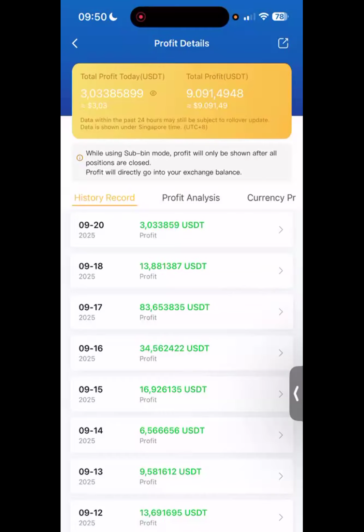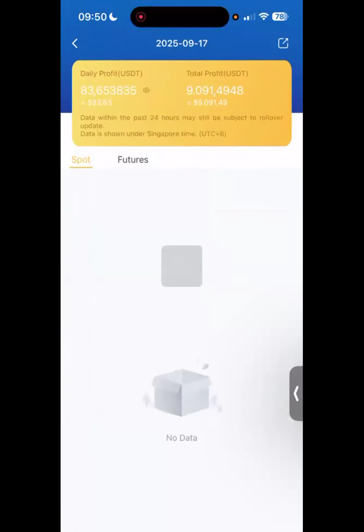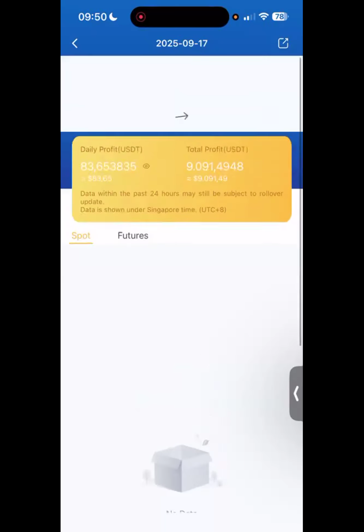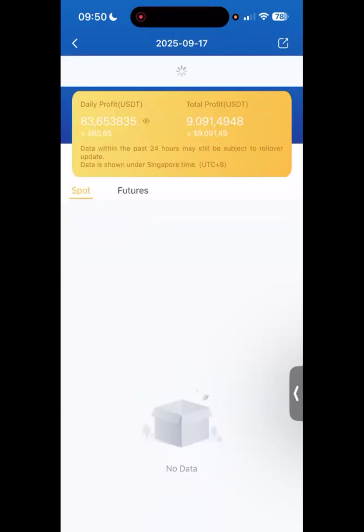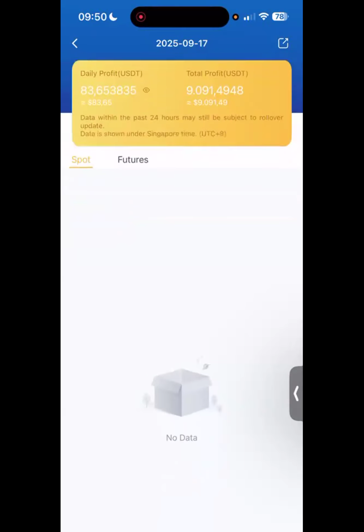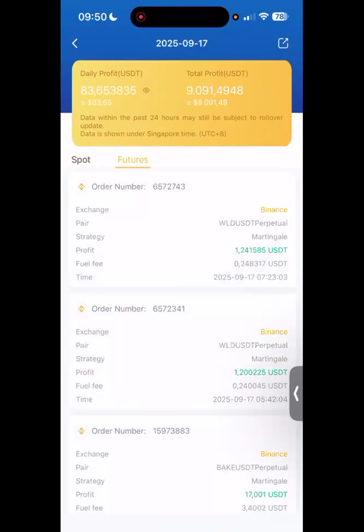Now, when you tap on any of the records, provided it's not more than 7 days, you will be able to see the data, what coins sold for you to give you the total of this amount. As you can see, on spot there is no data over there. It means on that day, in the spot market, the coins that I had were only buying but not selling. But let us look at the futures.